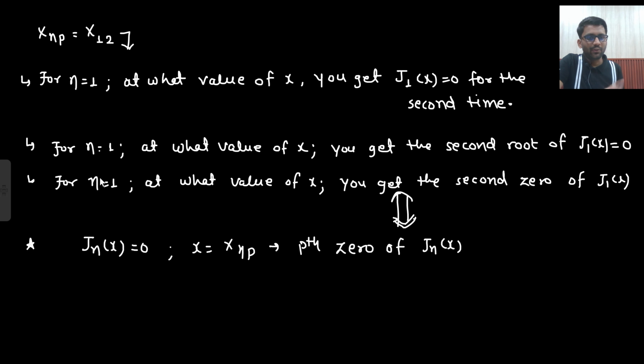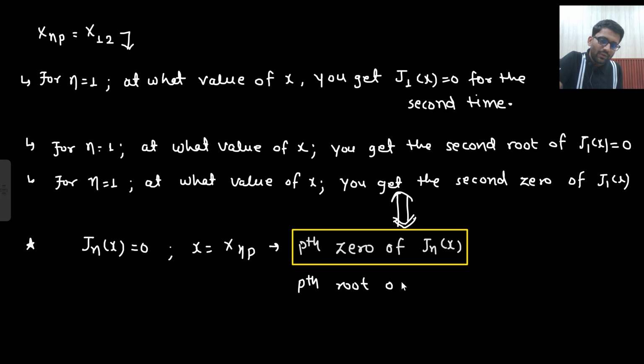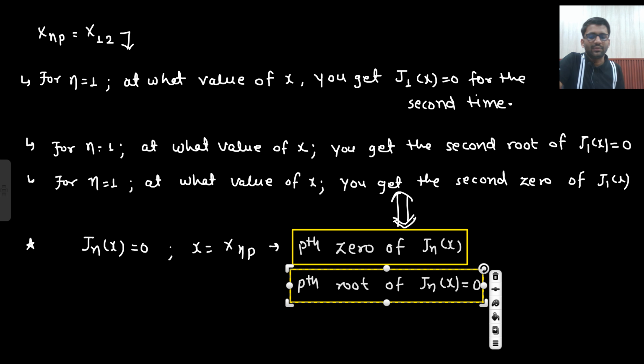For n equals some value n, at what value of x do you get the pth zero of J_n(x)? So x_np is the pth zero of J_n(x). So this is the definition of x_np, the pth zero of J_n(x), or you can say the pth root of J_n(x) equals 0. Say yes or no? So this we have understood.